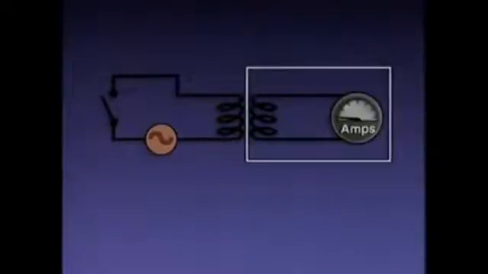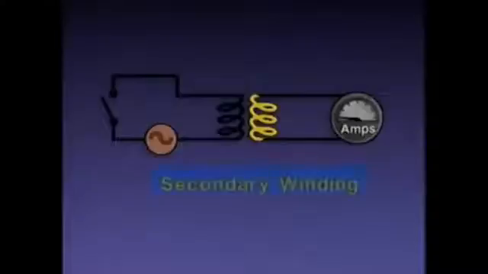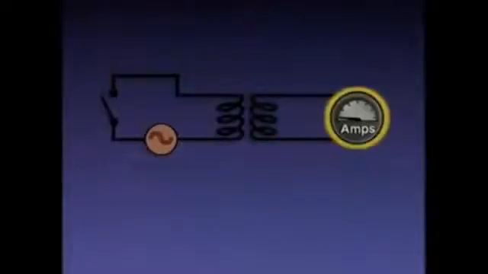The other side of the circuit is called the secondary side. The secondary side components handle power leaving the transformer. In this circuit, the secondary side includes the other coil of the transformer, which is called the secondary winding, and a load, which in this case is an ammeter. The ammeter indicates current flow in amps through the secondary side of the circuit.